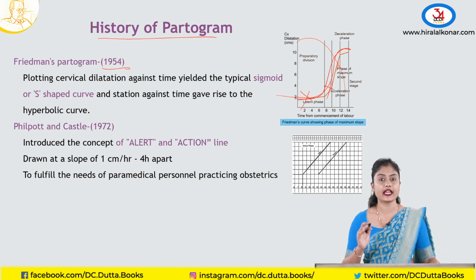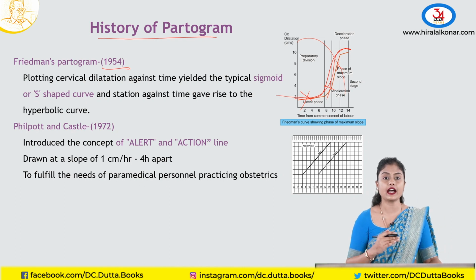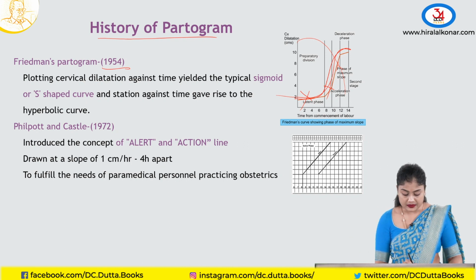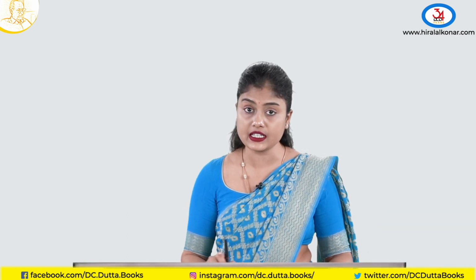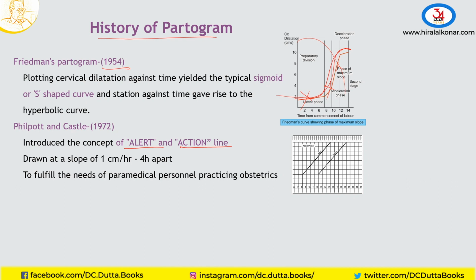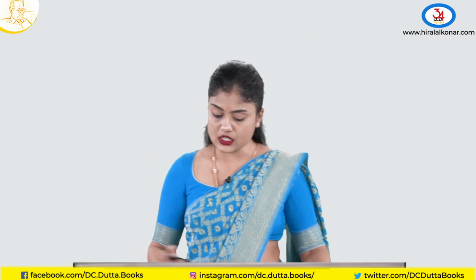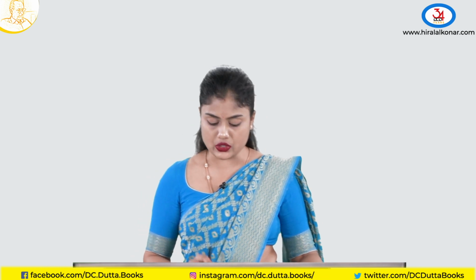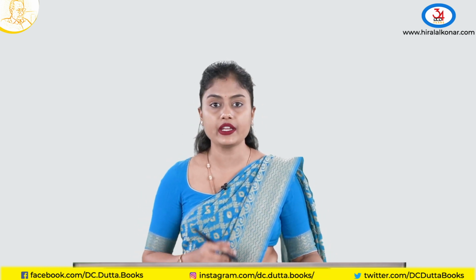Philpott and Castle in 1972 gave us the concept of the alert and action line, drawn as a slope at 1 centimeter per hour. You can see in this line, this is the alert line, and the action line is 4 hours apart. So this is the alert line and this is the action line. This concept was given in 1972, and this is what we were following till date.